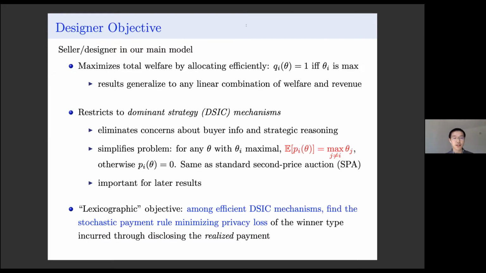So as described, the seller in our model will be choosing an auction format within the class of efficient and dominant strategy auctions. But we also want to introduce a privacy measure. So the seller's objective in our model is going to have a flavor of a lexicographic preference. Specifically, among all efficient dominant strategy mechanisms, the seller will seek to find the stochastic payment rule satisfying this red constraint for dominant strategy. He wants to find such a payment rule that would minimize the privacy loss of the winner type that is incurred through disclosing the payment. And on the next slide, I'm going to formally define what we mean by privacy loss.